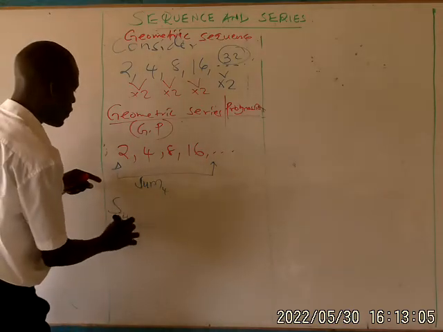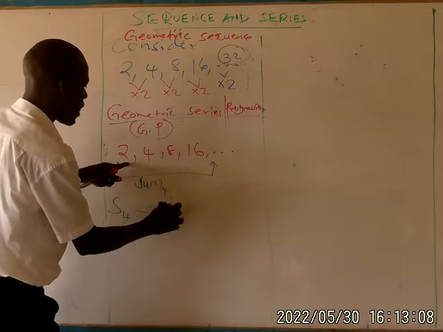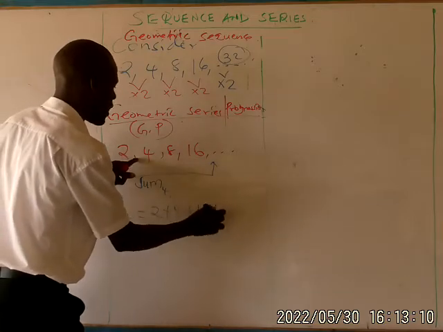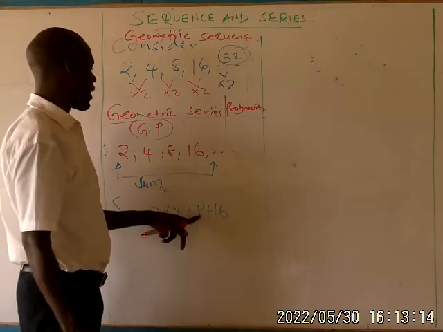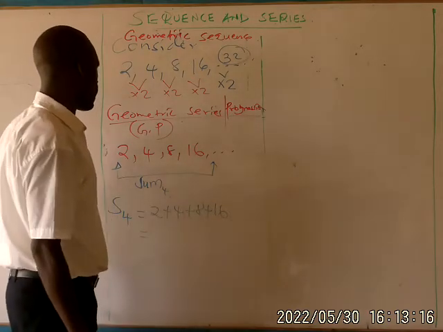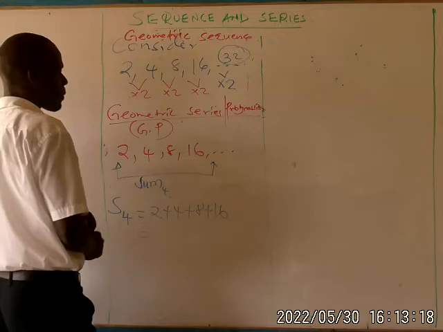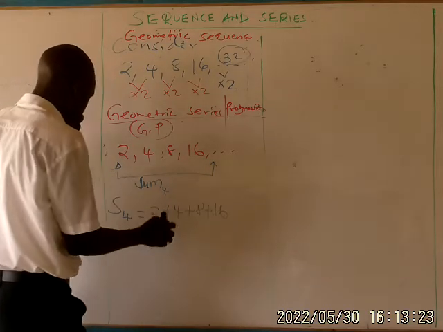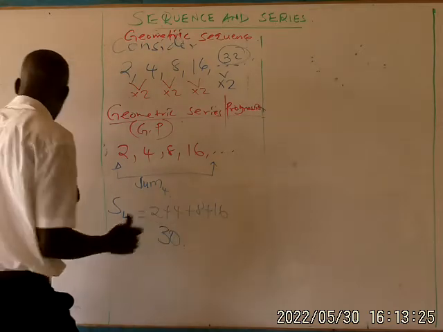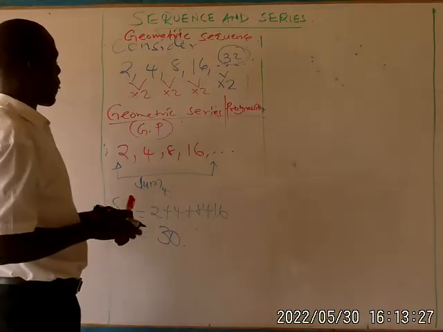The sum of the first 4 is 2 plus 4 plus 8 plus 16. Sorry, 2 plus 4 is 6, 6 plus 8 is 14, plus 16 is 30. So you have 30.